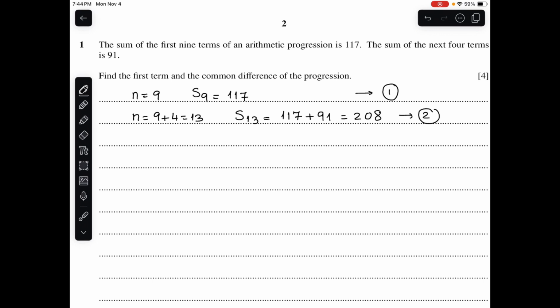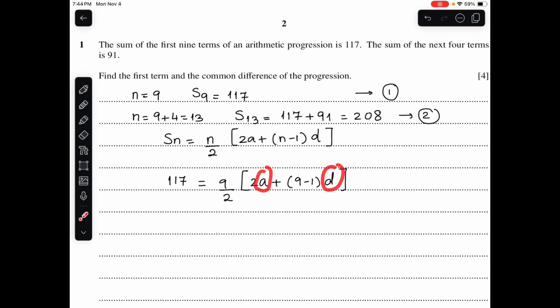So I'll be using the formula for sum, Sn is equal to n over 2 times (2a plus (n minus 1) times d). This is given in your formula sheet, so you don't have to memorize it. So when n equals 9, 117 is equal to 9 divided by 2 times (2a plus (9 minus 1) times d). Notice that you're having 2 unknowns, a and d. So when you simplify, you're going to get an equation in a and d. Let us go ahead and simplify.